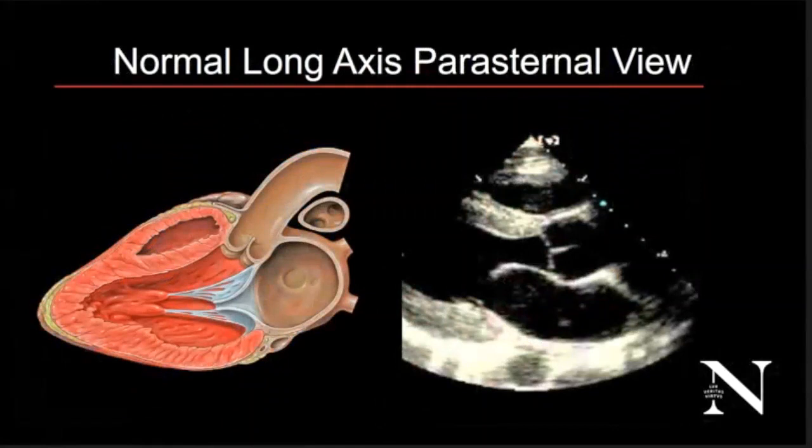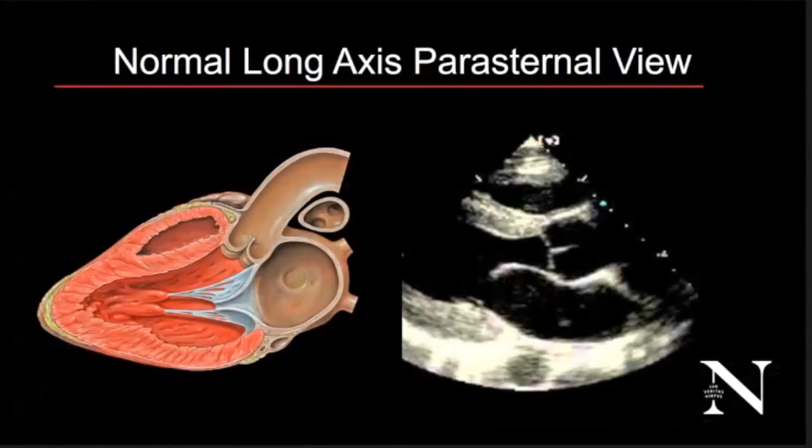This is a beautiful, normal long axis parasternal view, right? Here's the aorta and the leaflets. Easy to see, right? Aortic root. That's the outflow tract. This is the left ventricle. This is the septal wall, the posterior wall. This is the right ventricle, really to be thought of as the right ventricular outflow tract.